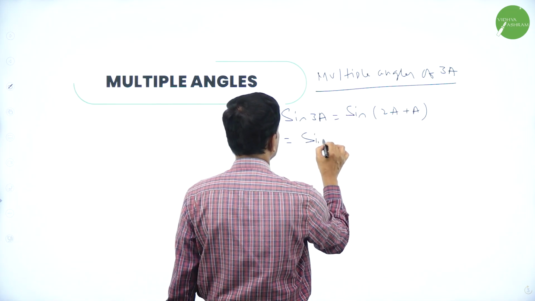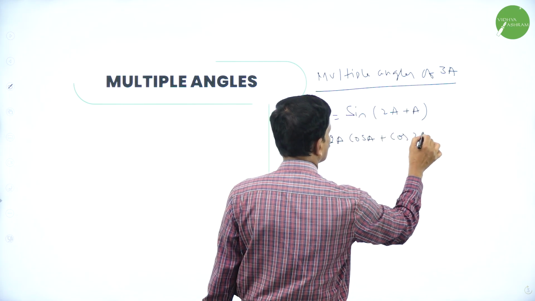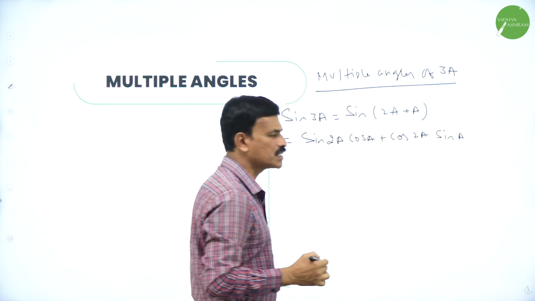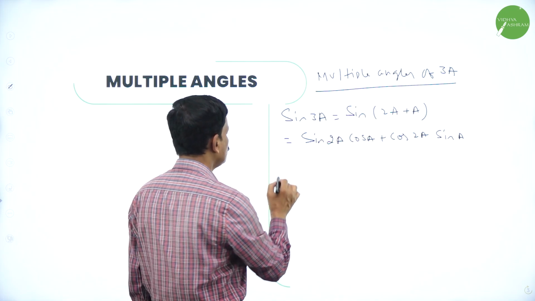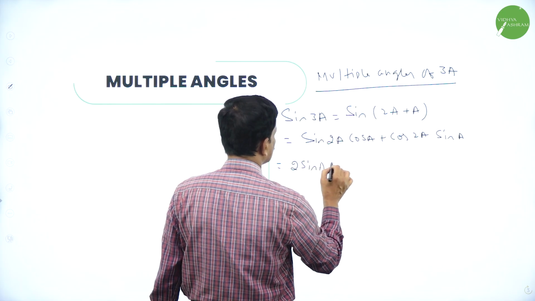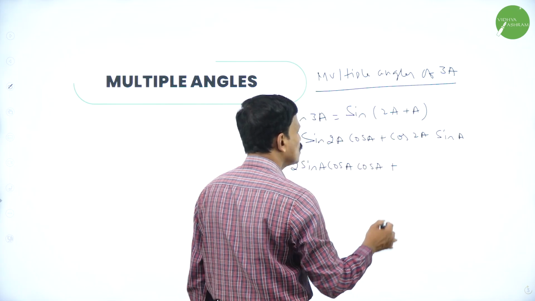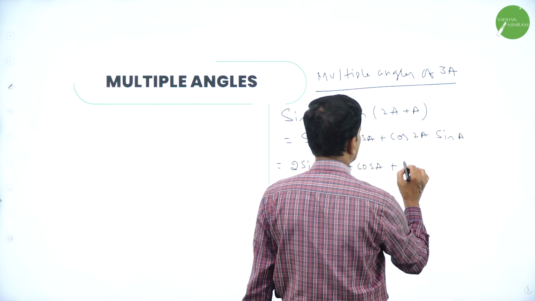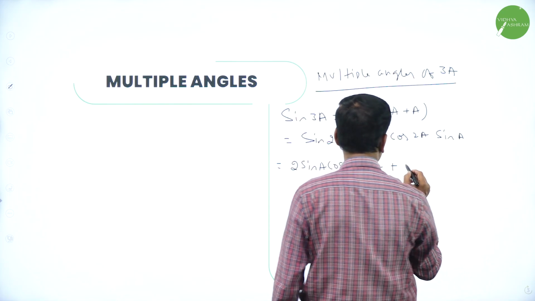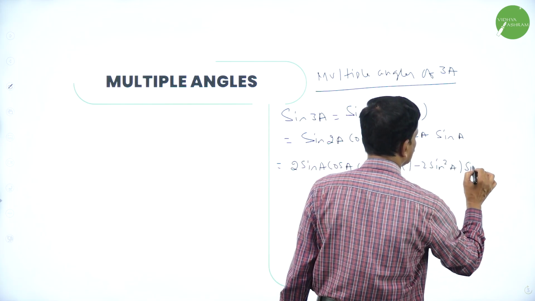Sin A cos B plus cos A sin B, that is sin 2A into cos A plus cos 2A into sin A. Just now we got sin 2A is equal to 2 sin A into cos A, and this cos A as it is, plus cos 2A. For cos 2A there is one formula: cos 2A is also equal to 1 minus 2 sin square A, into sin A as it is.